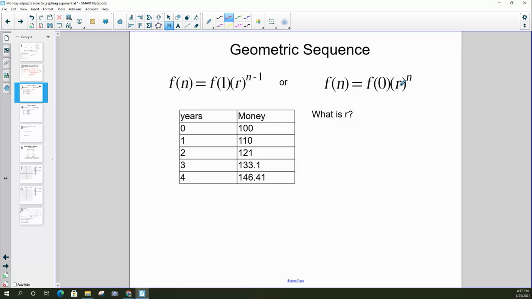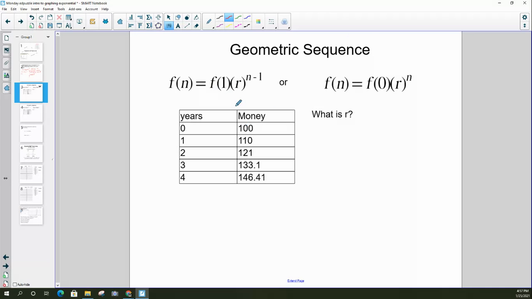Or we could do this form. This is very similar, right? It's f of 0, so the 0 term, times the common ratio raised to the n. All right, so if you start at the 0 term, we don't have to worry about the n minus 1. We don't have to shift it one spot to the right. But here we know the 0 term is 100.